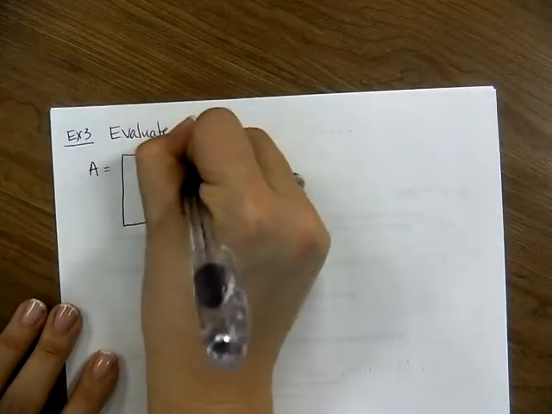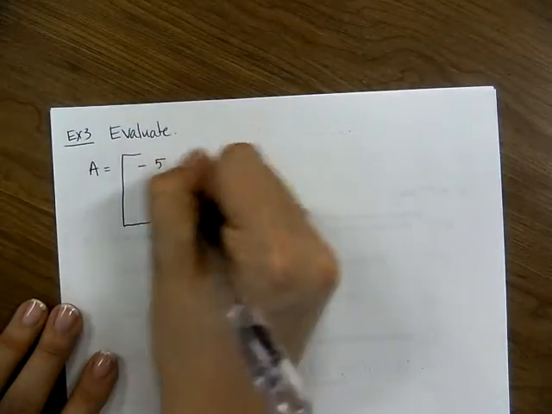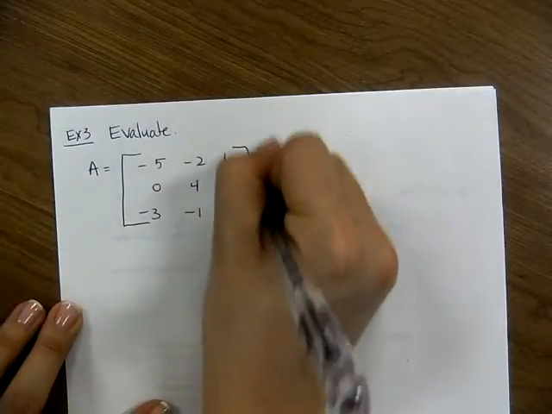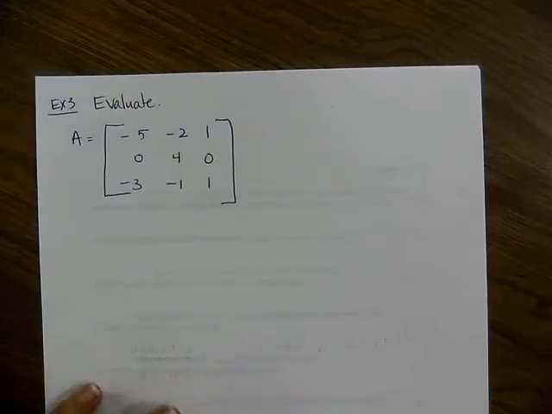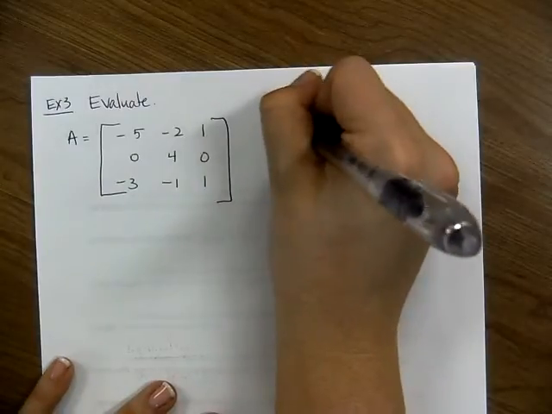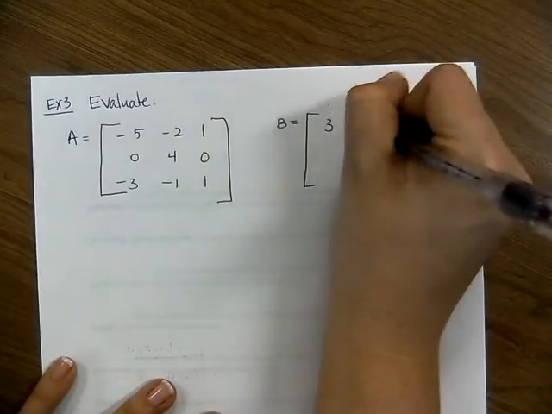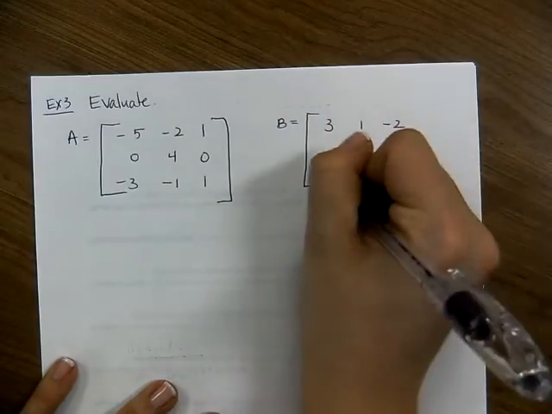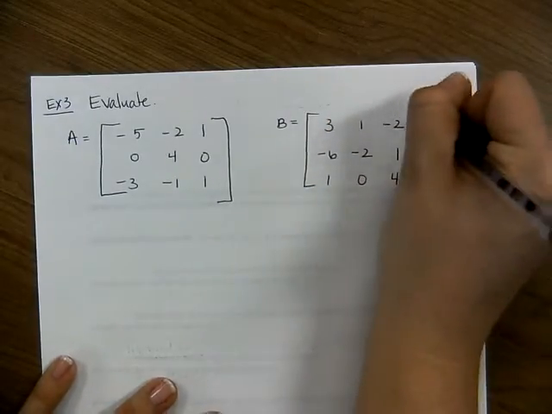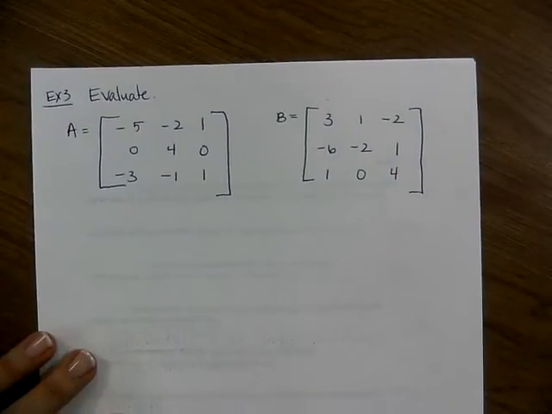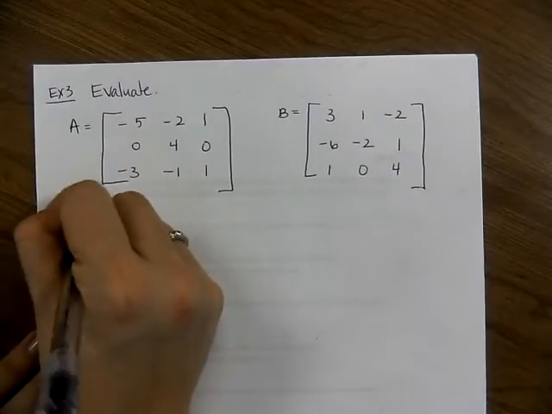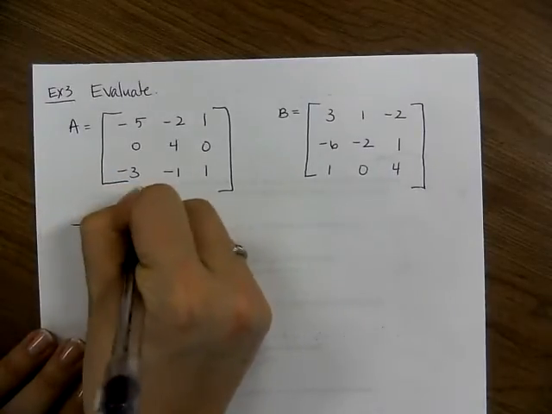Given matrix A is this big guy. So -5, -2, 1, 0, 4, 0, -3, -1, 1. And matrix B is 3, 1, -2, -6, -2, 1, 1, 0, 4. What would you do if I asked you to find negative 2A minus B?